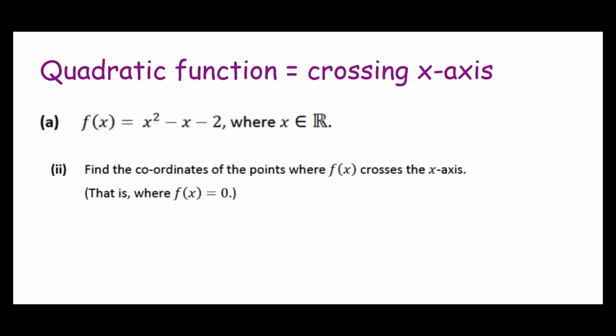Here we have a quadratic function, and how do I know it's a quadratic function? Because it has x to the power of 2. And we are told that we have to find coordinates, meaning x and y, that's what coordinate means, of the points where our function is crossing the x-axis.